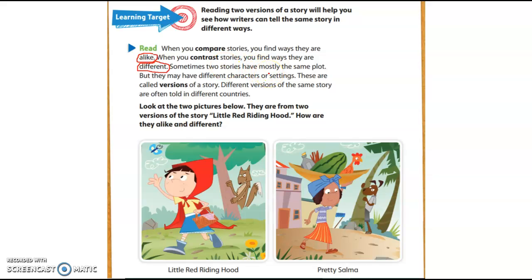Sometimes two stories have mostly the same plot. You know, we've talked about plot, beginning, middle, and end. We know the beginning, middle, and end includes a problem, steps to solving a problem, and a solution. This week, we're also going to be working on retelling stories in that way. So keep that in mind.